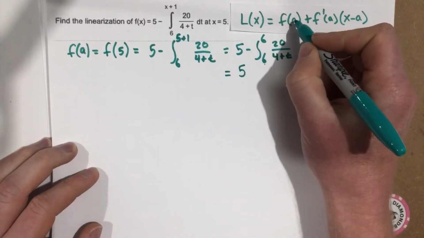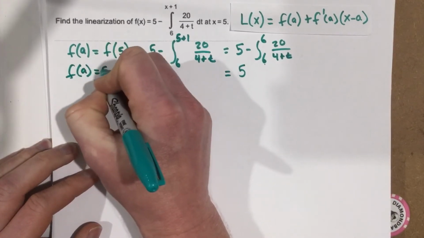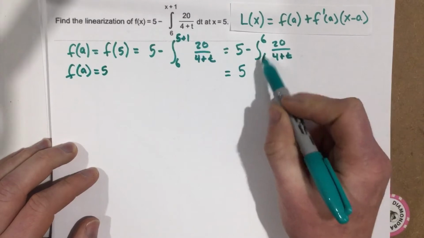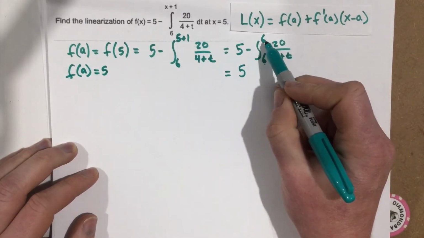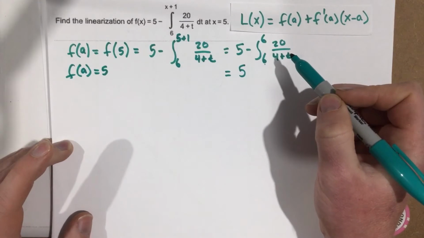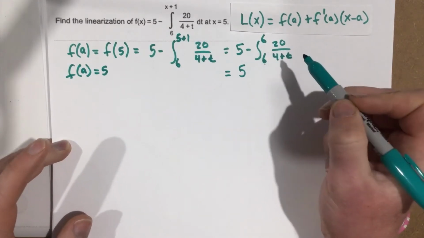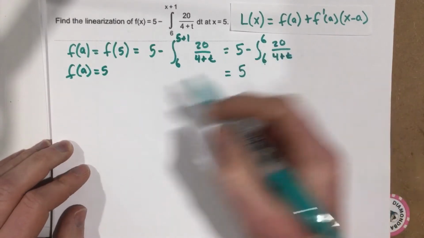So f of a is 5. We're going to write that here. F of a equals 5. And it should make sense why this would be 0. If you were to integrate this and then plug in 6 and subtract out 6 plugged in, you end up with 0. So that's why the integral from 6 to 6 is 0, because you plug in the same thing and you subtract them, that's going to be 0. So f of a is 5.